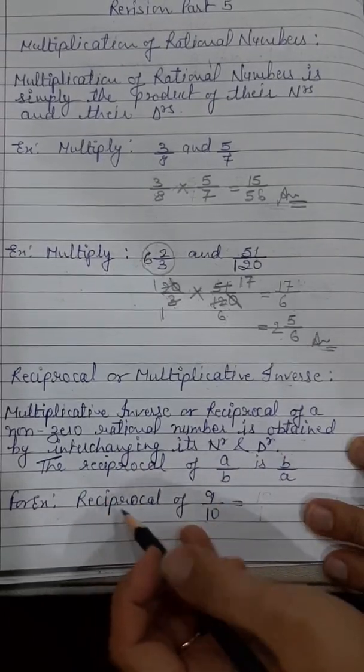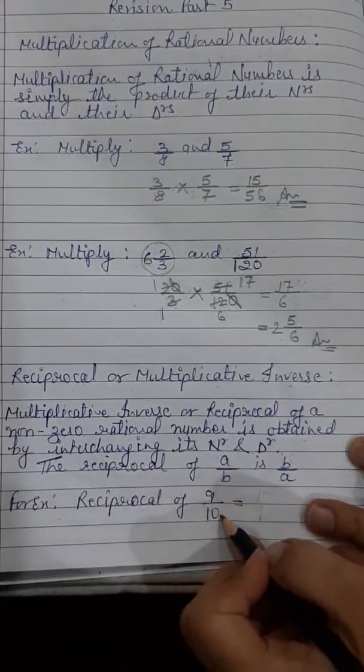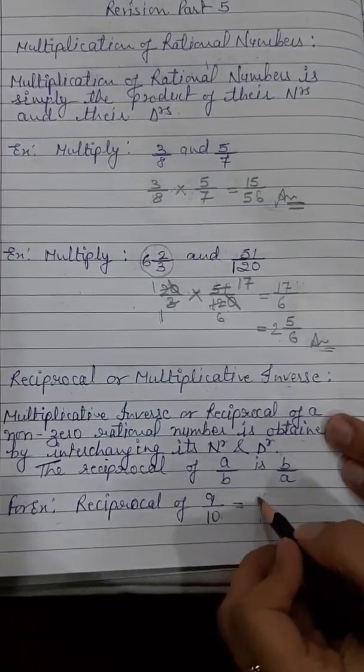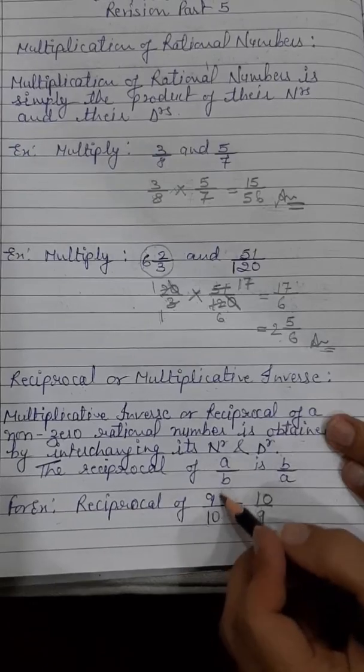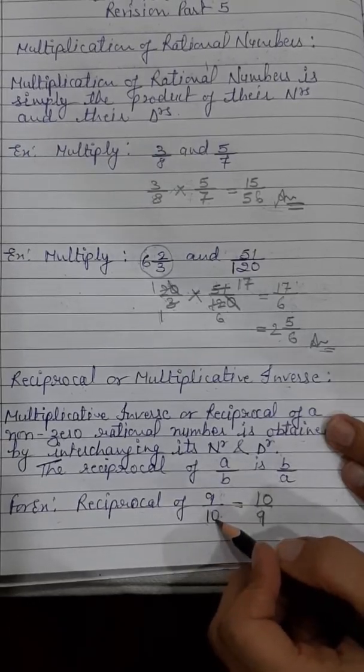So for example, reciprocal of 9 by 10. So here reciprocal of 9 by 10 is 10 by 9. You have to just interchange the places of numerator and denominator. Clear?